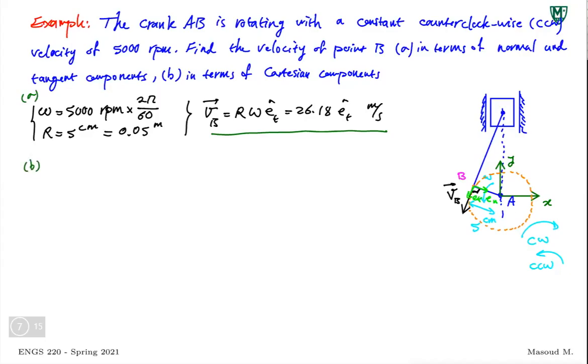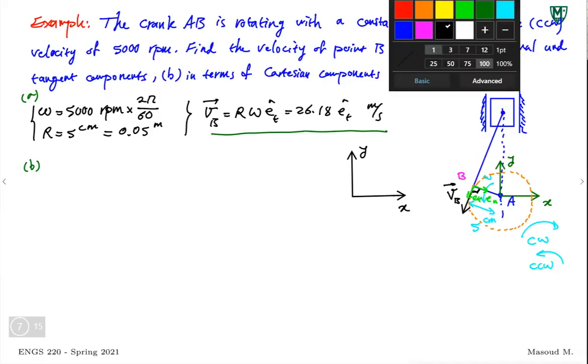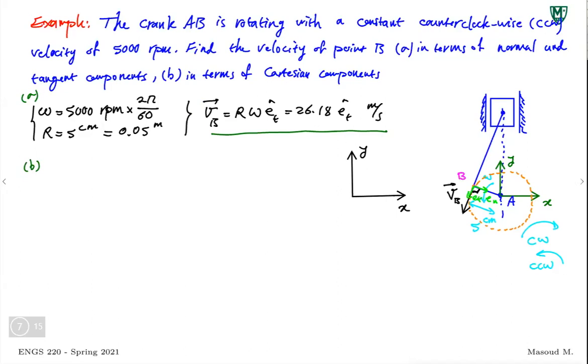Now part B says, well, good, you found it in the tangent normal coordinate system. Find it now in Cartesian coordinate system, Cartesian coordinate system being x, y there. Now let's see what we got there. If I draw it here, since I made it very crowded there, this is x, this is y, and then you have your v somewhere. Let's draw it in a different color. You have your v somewhere here.